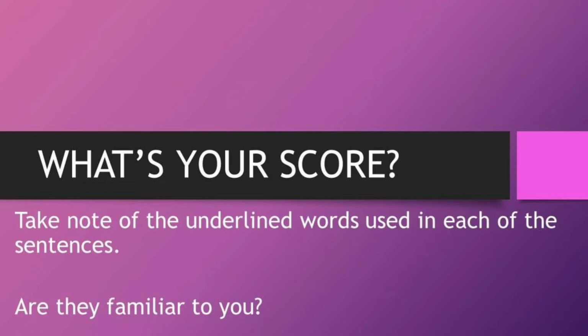So what's your score? I hope that most of you got a perfect score. Take note of the underlined words used in each of the sentences. Are they familiar to you? Good. These words are called modal nouns, and the next activities will let you know more about them.